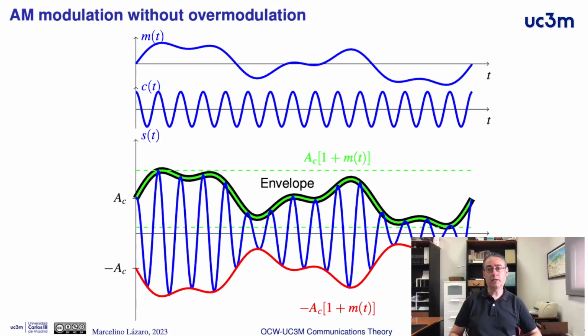In a conventional amplitude modulation, the envelope of the modulated signal is proportional to the modulating signal, as we can see in this example here. In this case, it is possible to use a very simple detector, an envelope detector, to recover the modulating signal. The only thing that is necessary is to remove the mean and to rescale the output of this envelope detector.